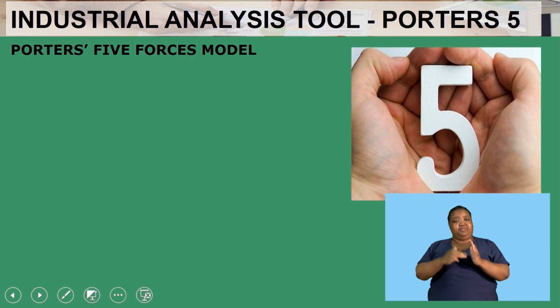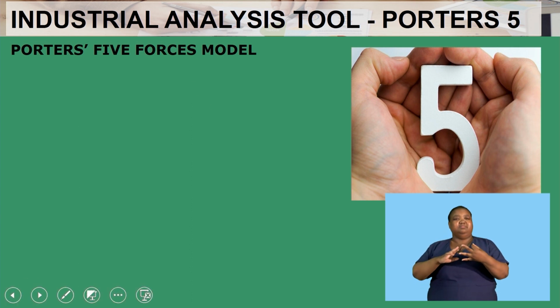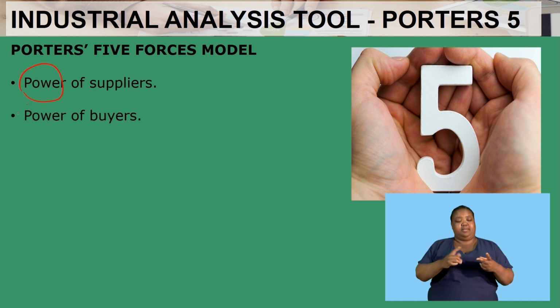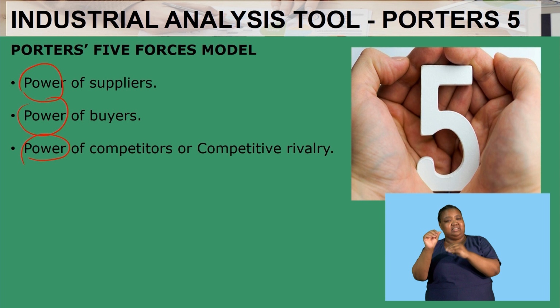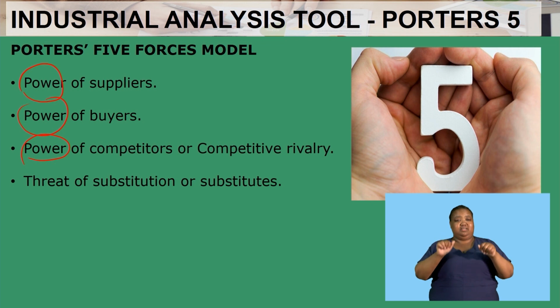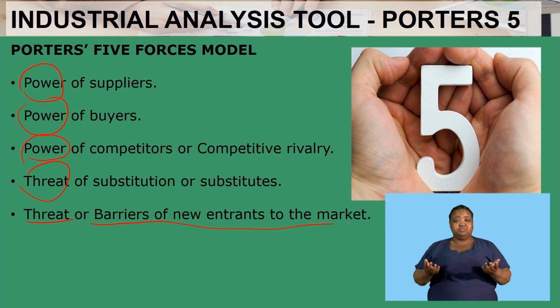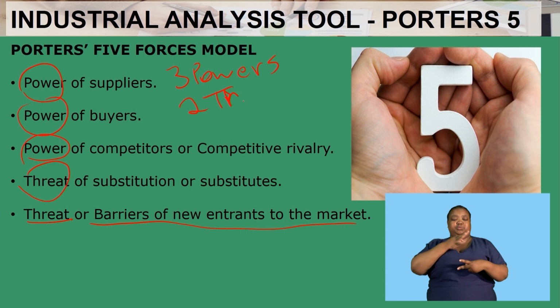Right. So with the Porter's 5-force model, there are 5. I normally say this here. We've got 3 powers and 2 threats. We've got the power of suppliers, the power of buyers, the power of competitors, or you can call it competitive rivalry. And then, like I said, 3 powers and 2 threats. The threat of substitutes, and then we've got the threat or barriers of new entrants to the market. So this can help you not to ever forget this.